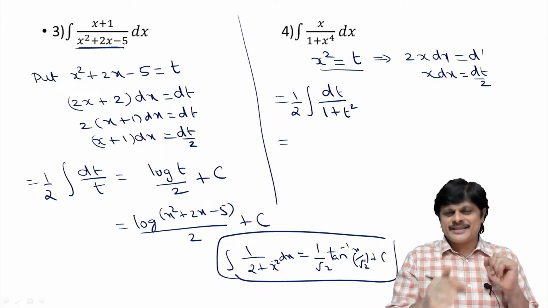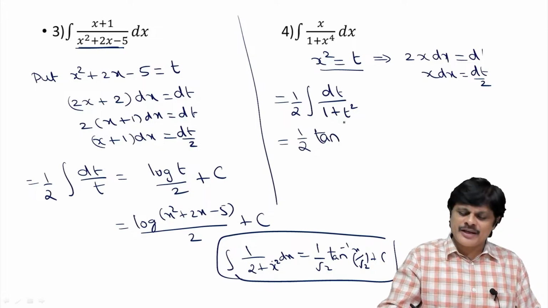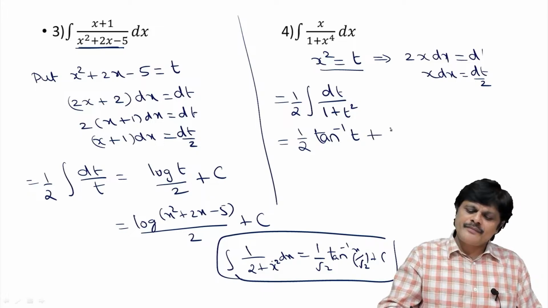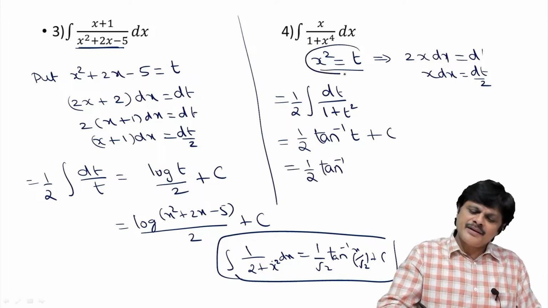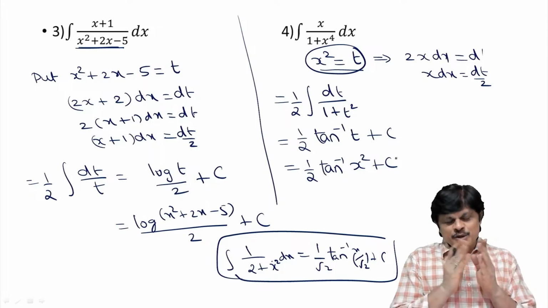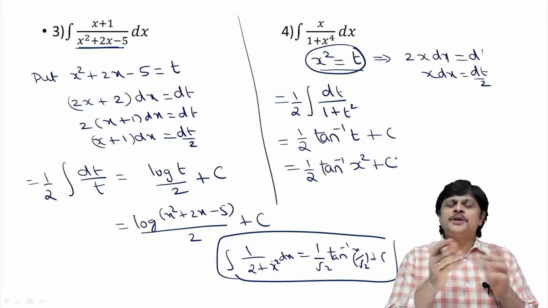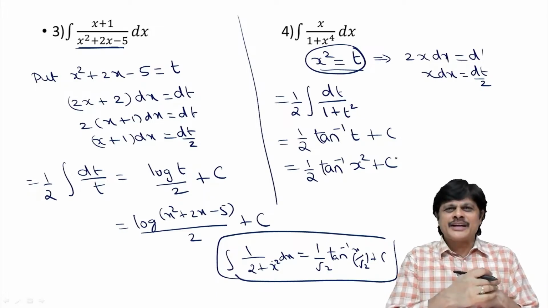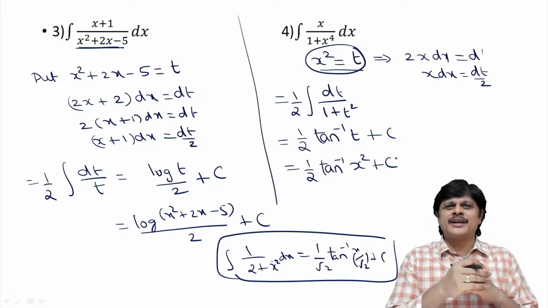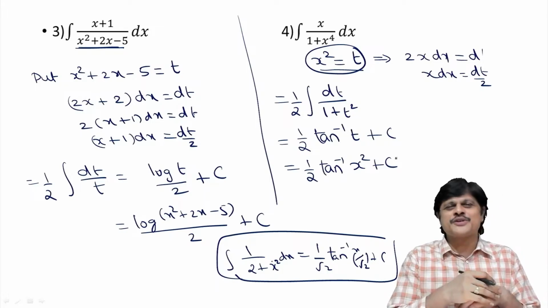Okay? Please see that. Now this is 1 by 2 tan inverse. What is the integral of 1 by 1 plus t square? Tan inverse t. But what is t? What is t? X square. Like that. When you see the problem, you should see what substitution reduces it to the standard form which you know. If you don't get any of the forms, then you need to think about some alternative techniques, like integration by parts or any other substitutions.